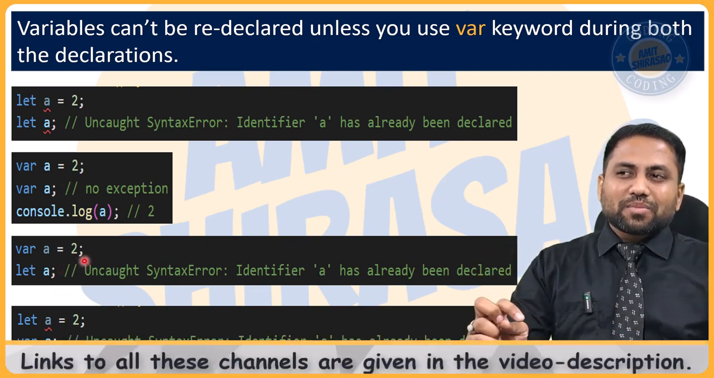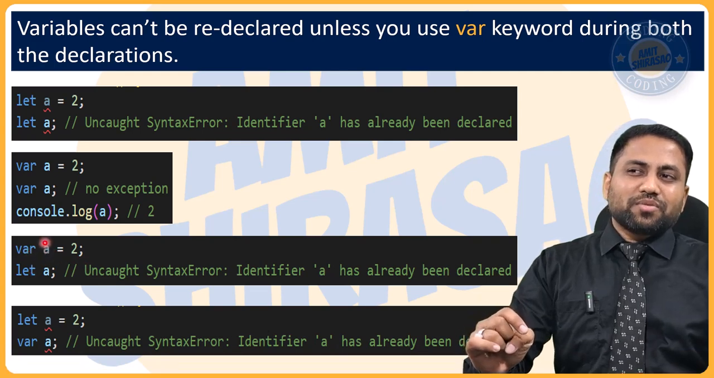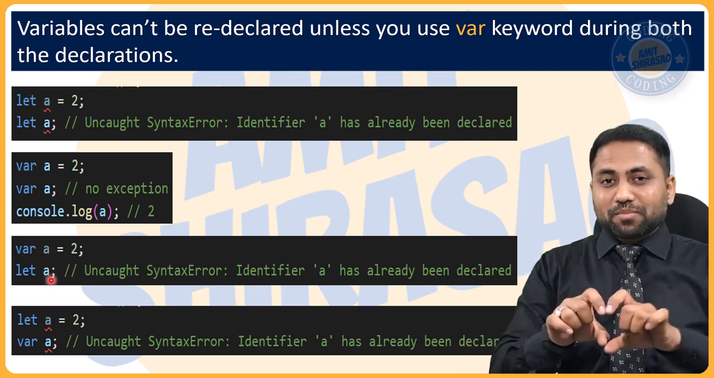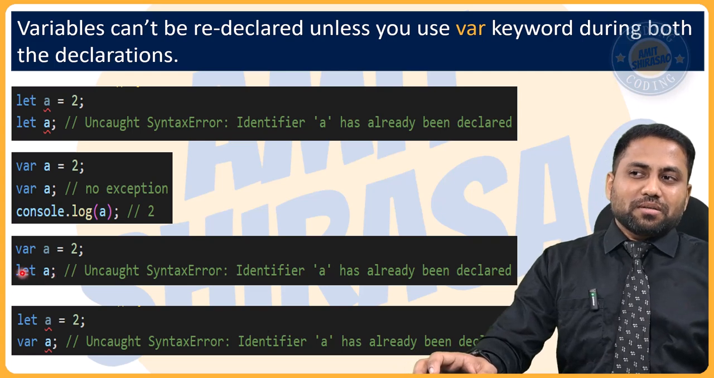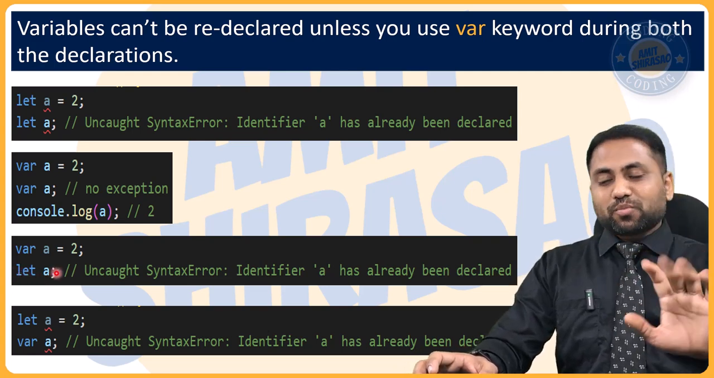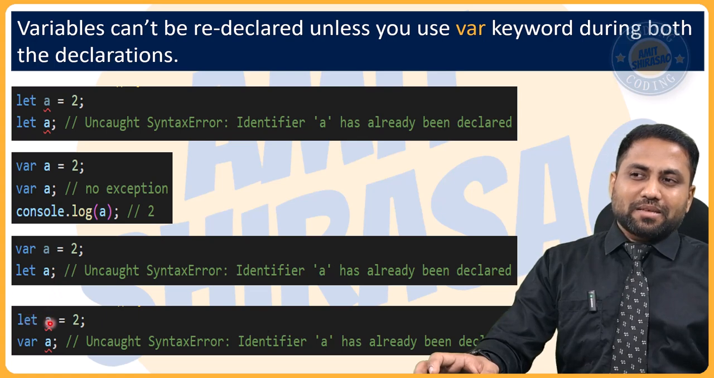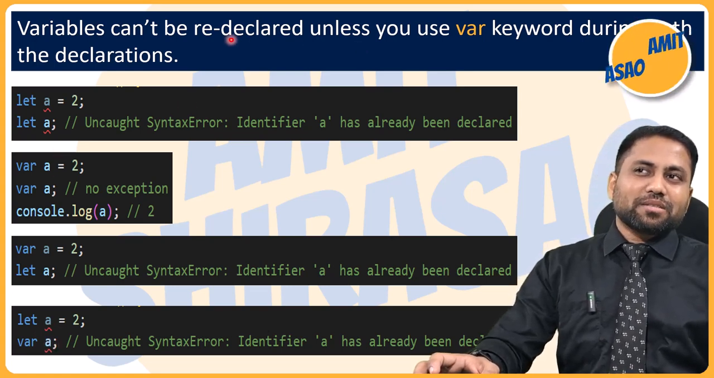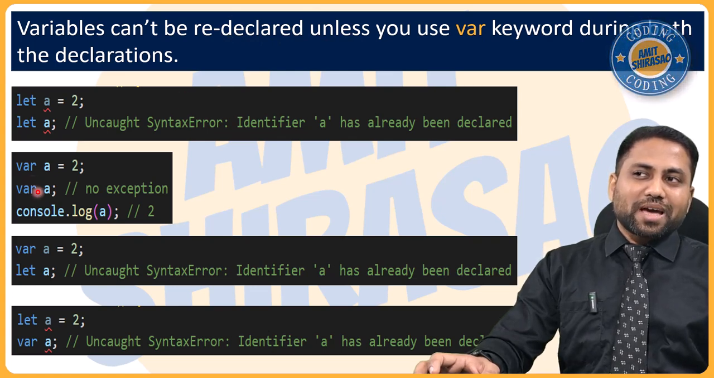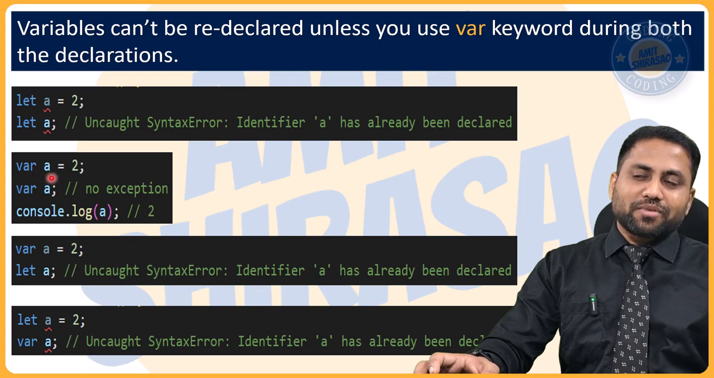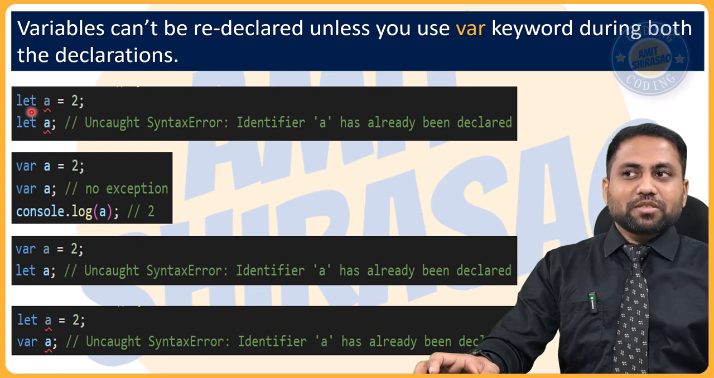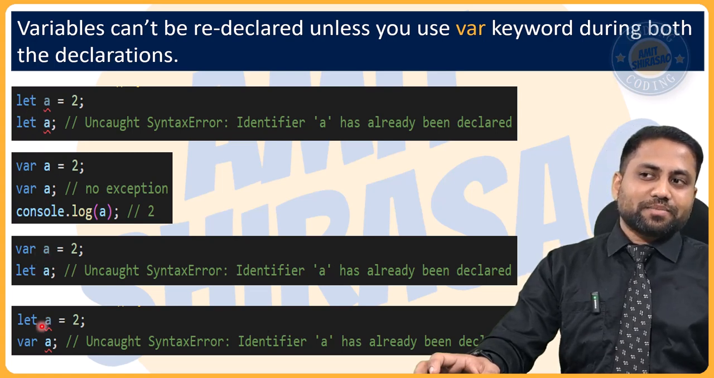Here also, if there's a var variable a, then you cannot say let a. That is not possible within the same scope. But if you do this inside curly braces, then it is possible. Again, if there's a let a variable, then you cannot say var a after that. So basically, redeclaration works only when you use var both times. If you say var a here and then var a again, then it is possible. But you cannot do it when both are let, or one is var and another is let. You cannot do that.